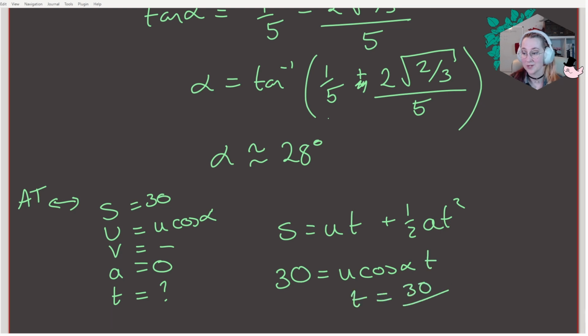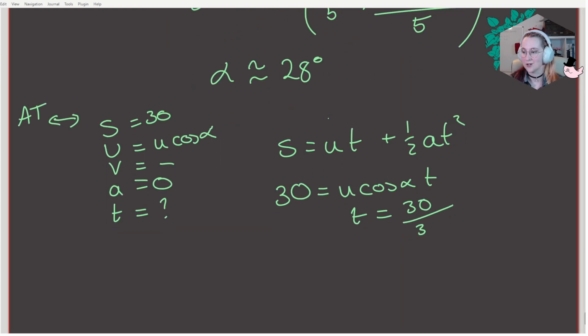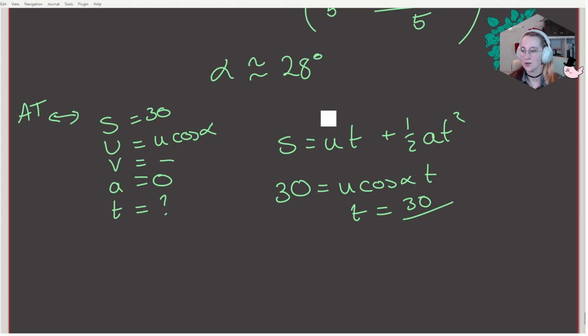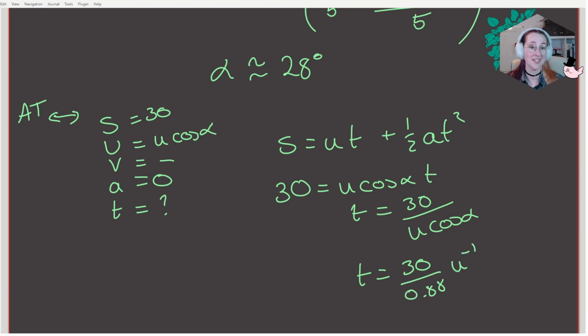So t, again, we did this already. 30 over u cos alpha, which we can't actually work out because we don't know what u is. So I've just written that as an awful question. But cos of 28 degrees is going to be about 0.88. So t is 30 over 0.88 u to the minus 1. That's awful, I'm so sorry. Seconds.